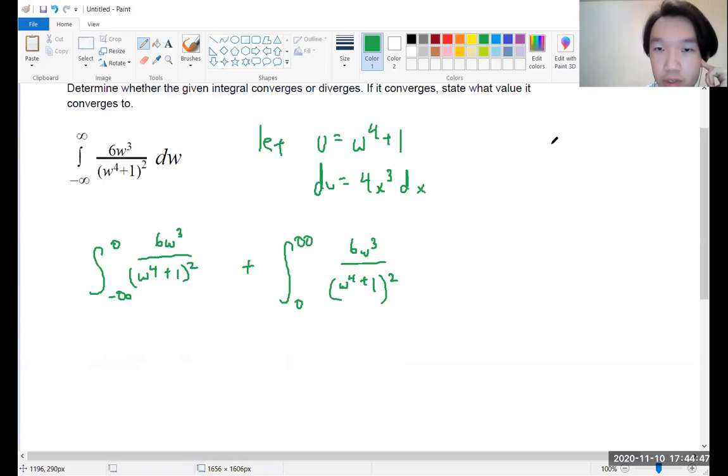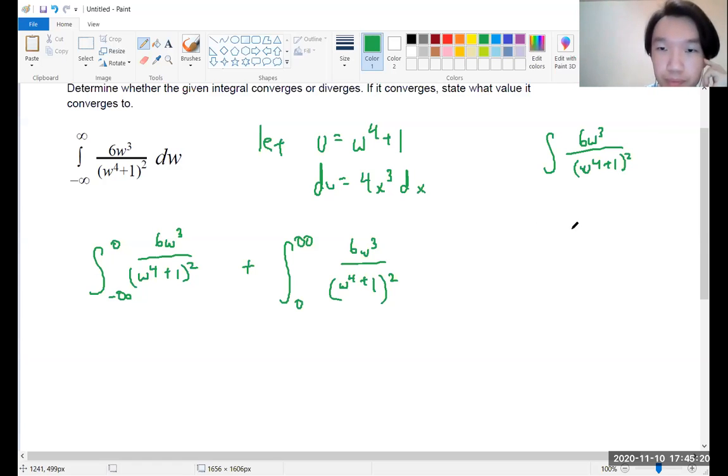We are trying to integrate 6w cubed over w to the 4th plus 1 squared. So this is what we're trying to integrate. We already said our u substitution is going to be this stuff over here. So let's try to put everything in terms of u.